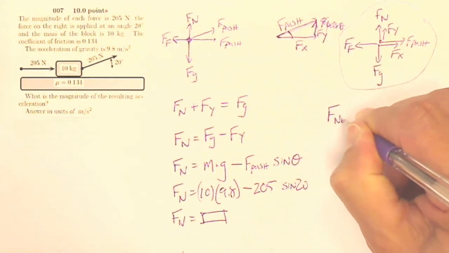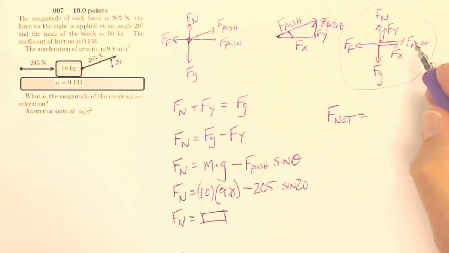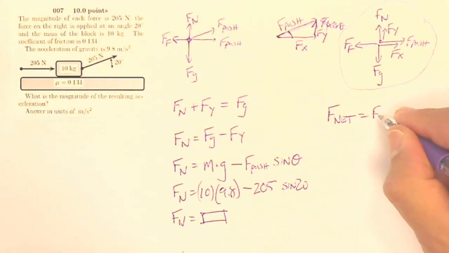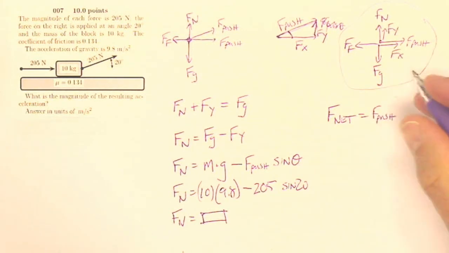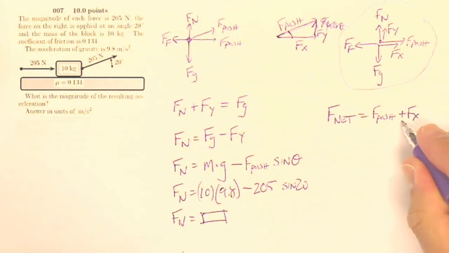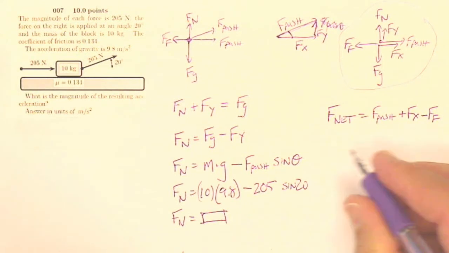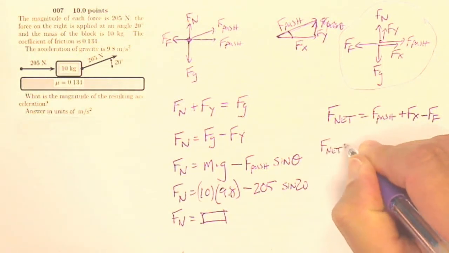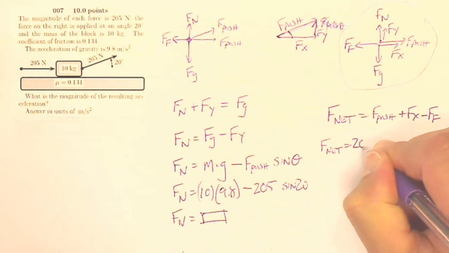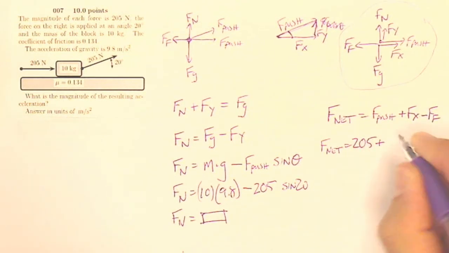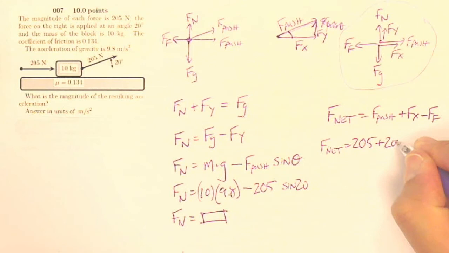So now I can look at my net force. My net force is going to be the difference between what's pushing to the right minus what's pushing to the left. So to the right, I've got F push. I've got Fx. And I'm adding that. And then I'm going to subtract from that my force of friction. So my net force is going to be F push, which for me is straight 205. My Fx is going to be the other 205 times the cosine of 20. And from that I'm going to subtract my force of friction, which is mu times my normal force.